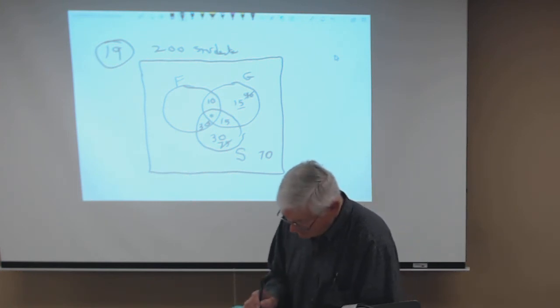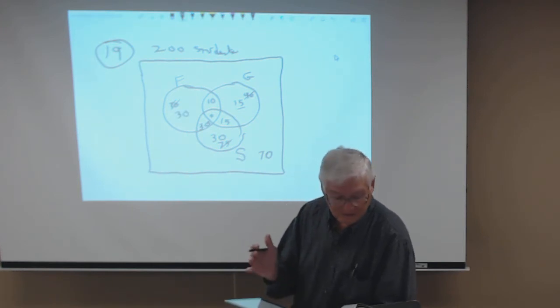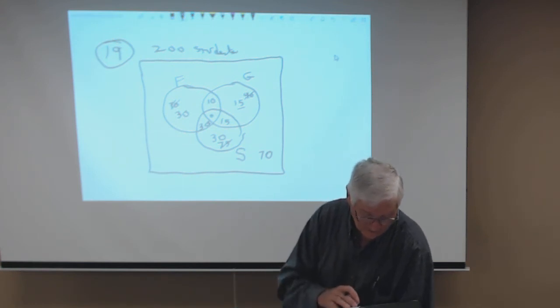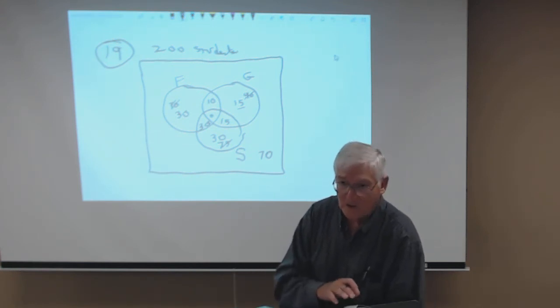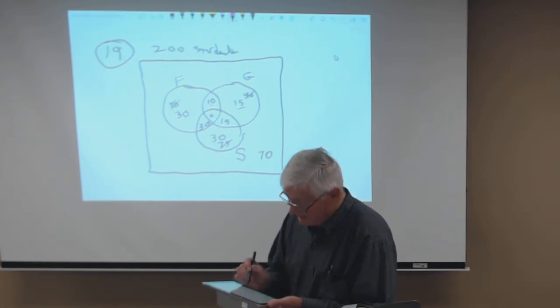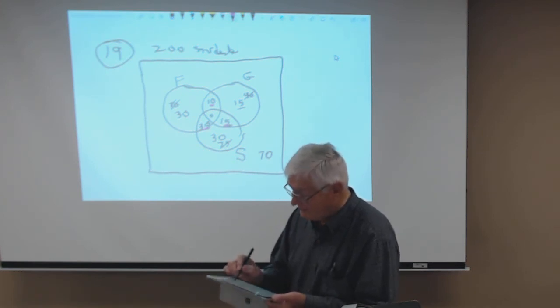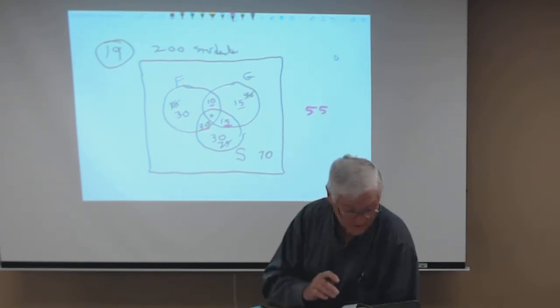How many are taking French? 70. But I don't put 70 there because I already have 40, so I put 30 here. Now I've done all this work so I can answer the question. How many people are taking 2 languages? 10 and 30 and 15. Agreed? What would that be? 55.